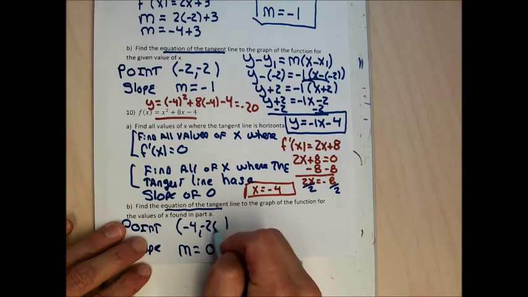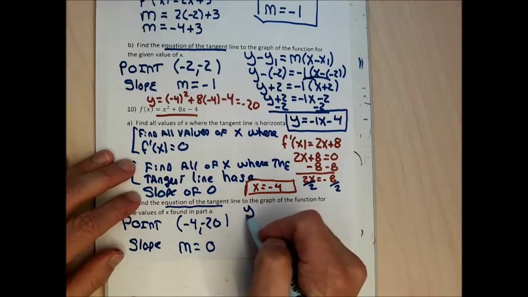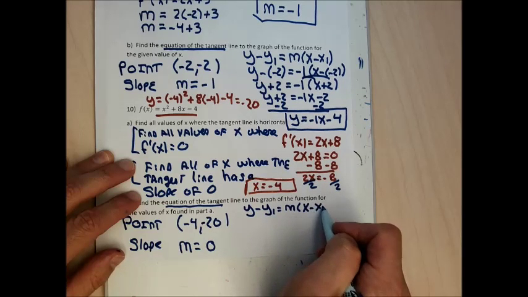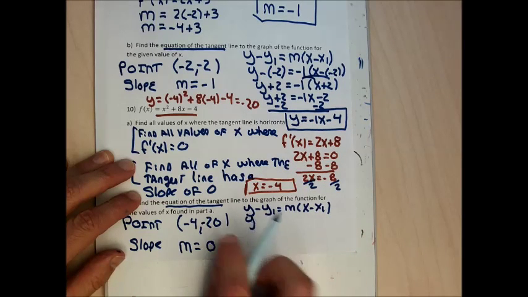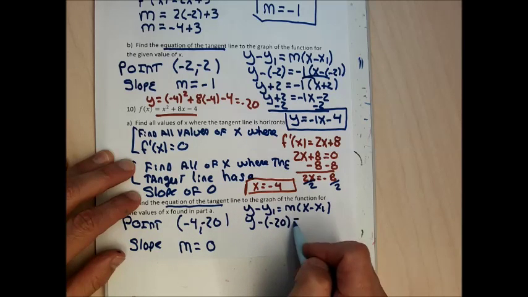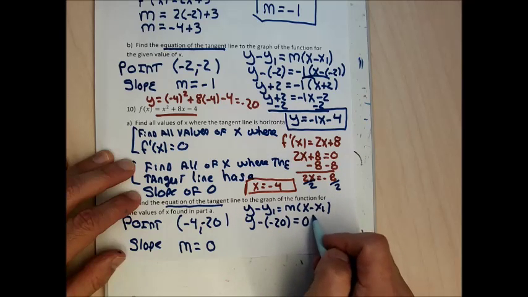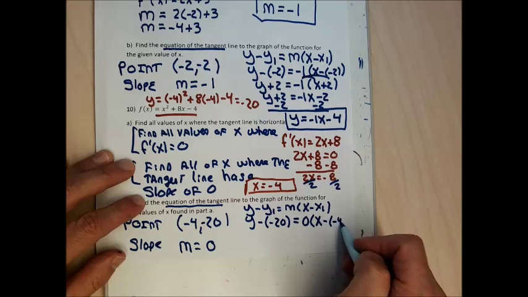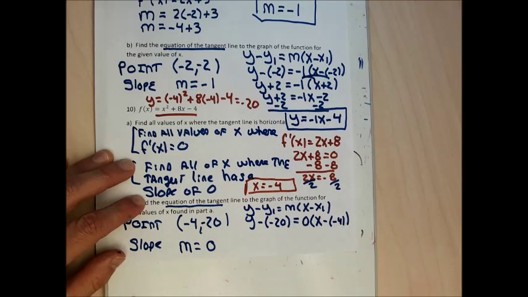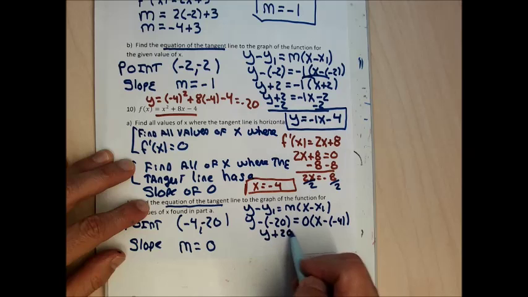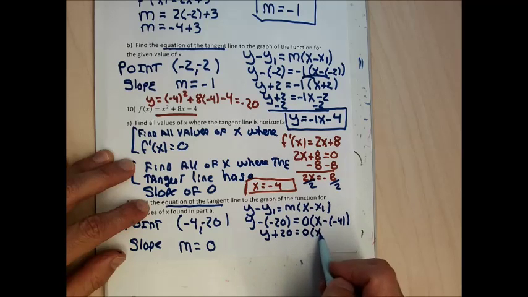So I have both a point and a slope now, and I'm going to use the formula y minus y1 equals m times x minus x1 to get my answer. In for the y1, I'm going to plug -20, so I'm going to get y minus -20. And in for the m, I'm going to plug 0. In for the x1, I'm going to put a -4. So I get y minus -20 equals 0 times x minus -4. This would simplify to y plus 20 equals 0 times x plus 4.